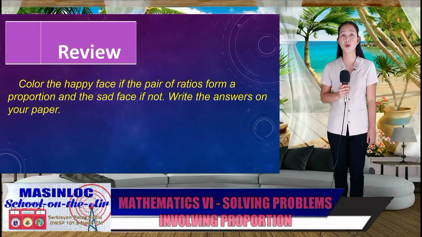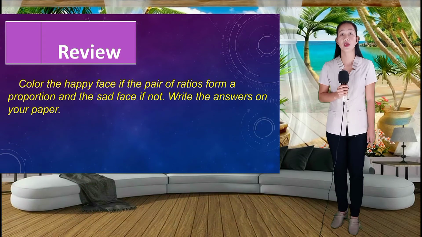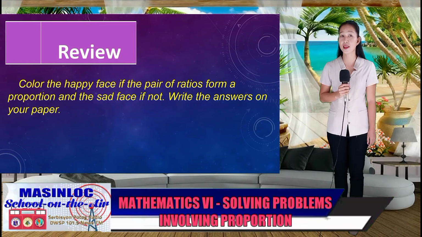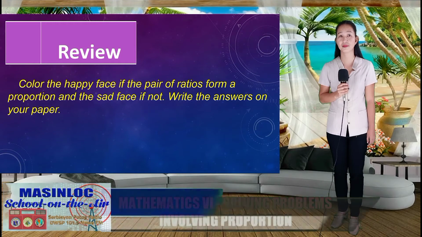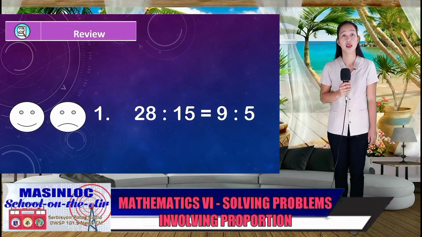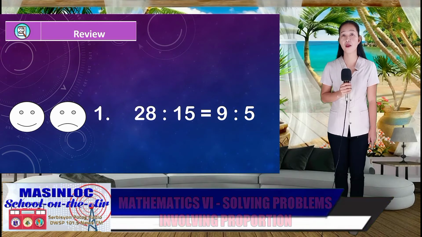An activity was prepared for you to recall your previous lesson before we proceed to our discussion. All you have to do is to color the happy face if the pair of ratios form a proportion and a sad face if not. Write your answers on your paper. Are you ready? Number 1. 28 is to 15 equals 9 is to 5. What are you going to color? The happy face or the sad face?